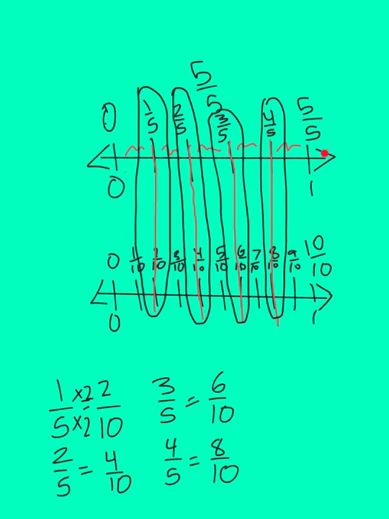So if you take any fraction and you multiply the top and the bottom times 2, you're going to find an equivalent fraction. So you can do times 2, times 2, and you can see that 2/5 equals 4/10 right here.